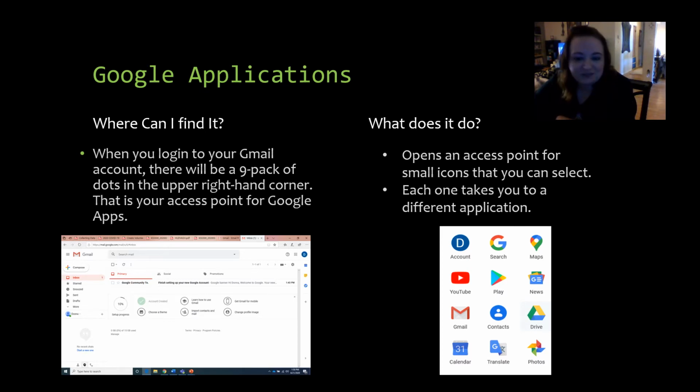Well, what does it do? As soon as you double-click with the left side of your mouse on that 9-pack of icons, it's going to actually show you way more than 9 different applications that you have access to. But it does give you just those 9 little dots to be able to click on. So once you have that open, you'll get to see some of the different Google apps that are available to you for free.